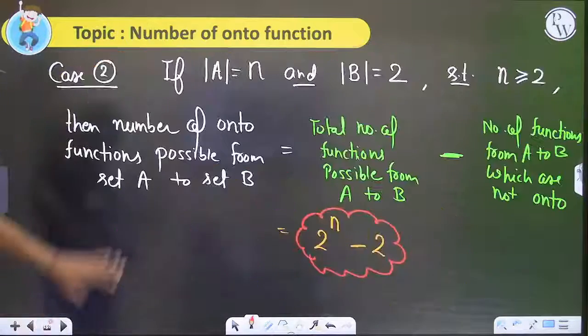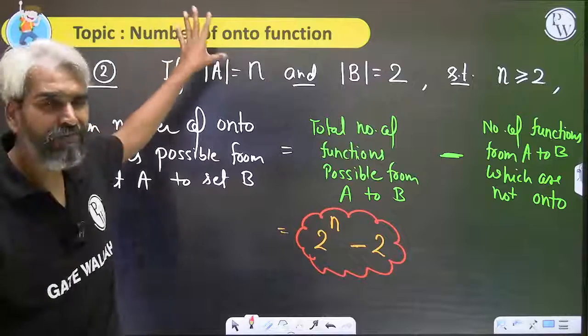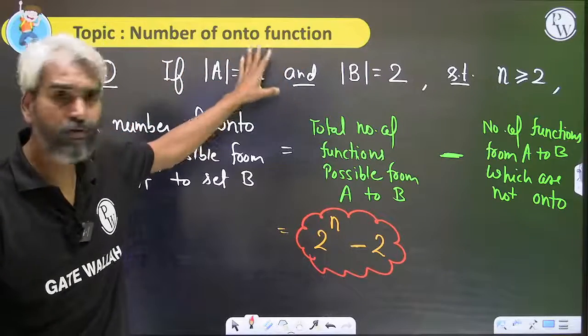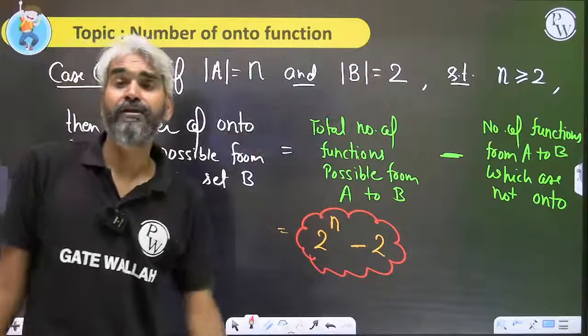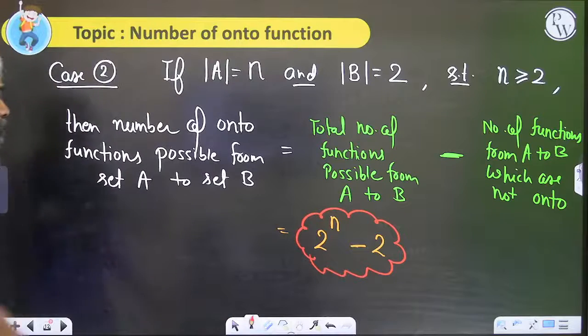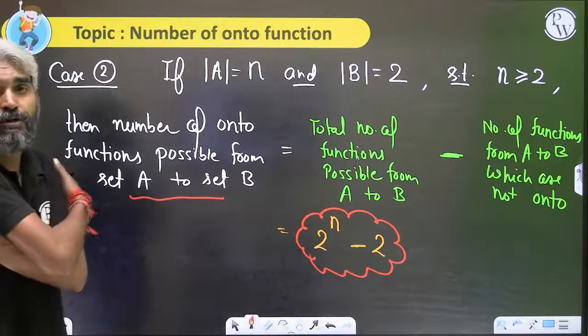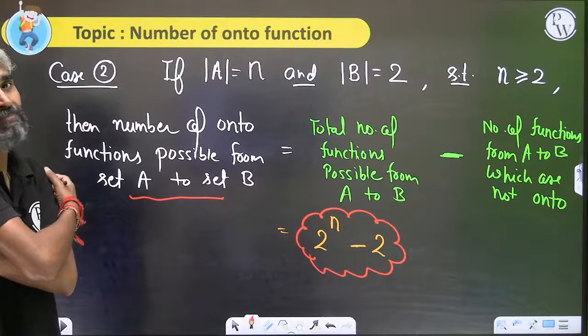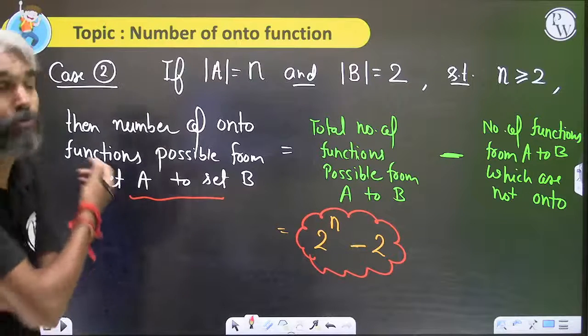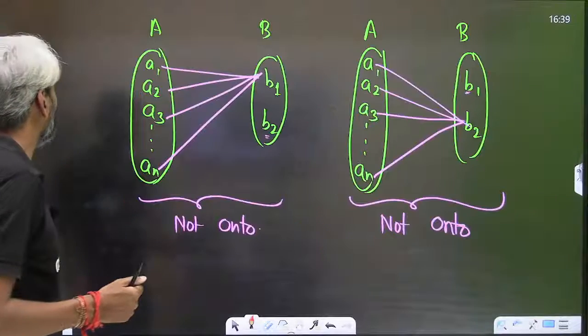Now, if |A| equals any value which is more than or equal to 2 and |B| equals 2, then the number of onto functions possible from set A to set B will be 2 raised to the power n minus 2. How did we calculate this? Total number of functions minus the functions which are not onto. So this is case 2. Now let's talk about case 3.